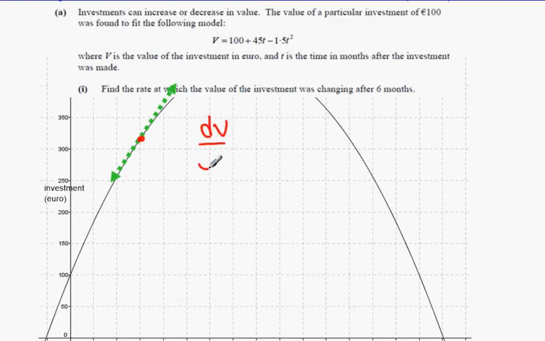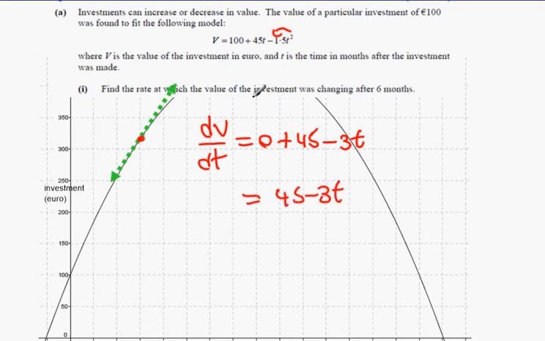Now what happens when you differentiate 100 + 45t - 1.5t squared? You bring the 2 to the front, multiply it by minus 1.5, that gets you minus 3t. That's perfect. Now, this is the equation for the rate of change. Now, what else does the question ask you? The rate of change after 6 months. What variable is 6 months? T. Time. T equals 6.